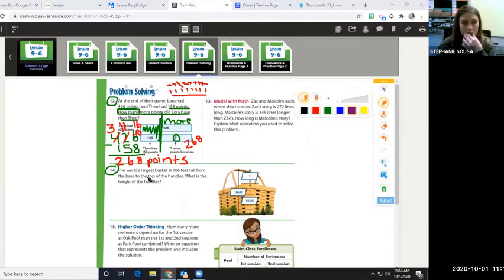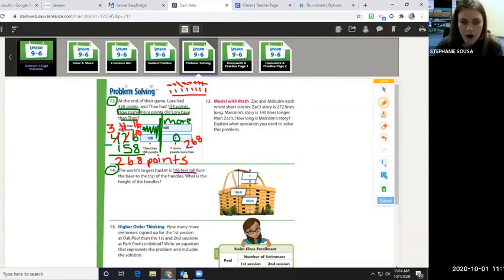Let's look at number 14. We're quickly running out of time. I want to make sure we get to lunch. 14. The world's largest basket is 186 feet tall, from the base to the top of the handles. What is the height of the handles?